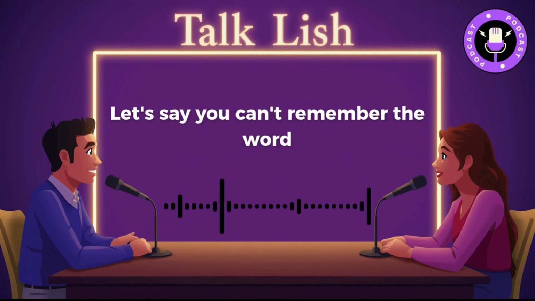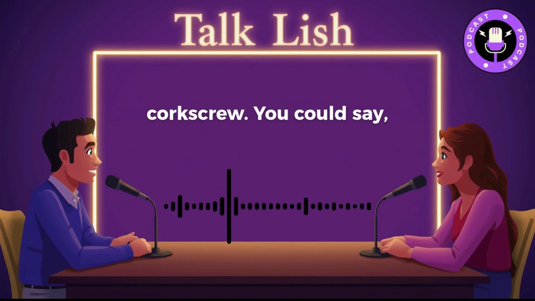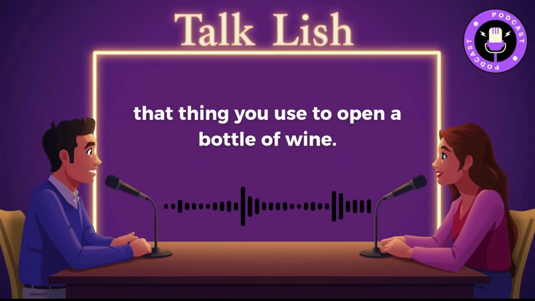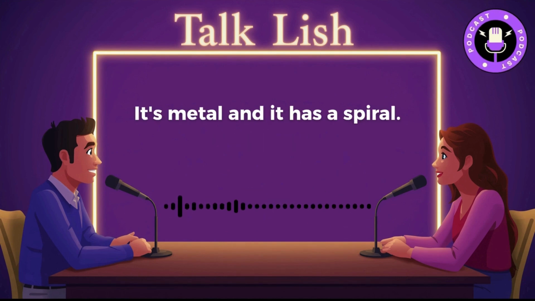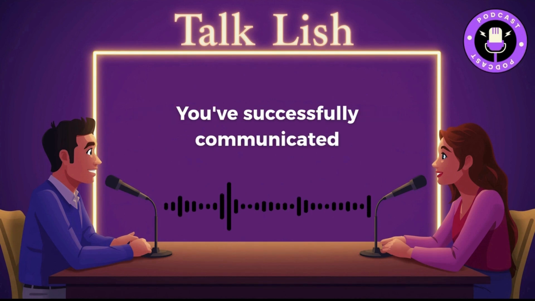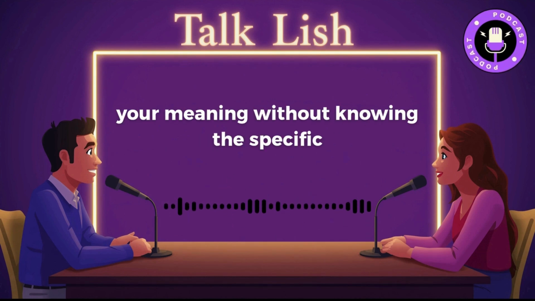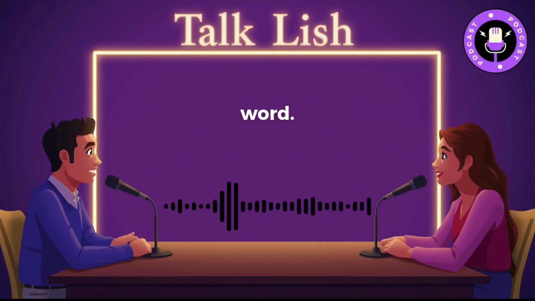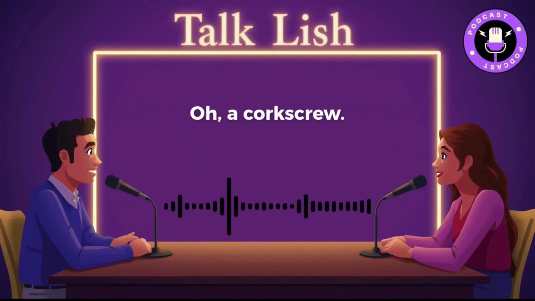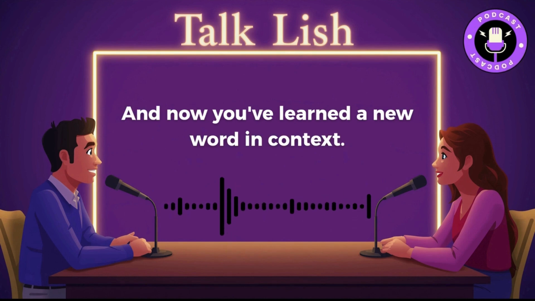Let's say you can't remember the word corkscrew. You could say, "I need that, that thing you use to open a bottle of wine. It's metal and it has a spiral." Exactly. You've successfully communicated your meaning without knowing the specific word. The other person will probably say, "Oh, a corkscrew." And now you've learned a new word in context.